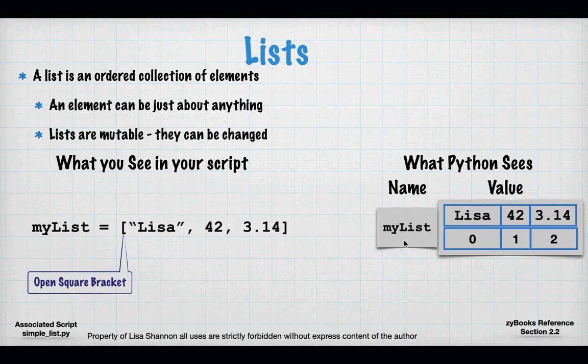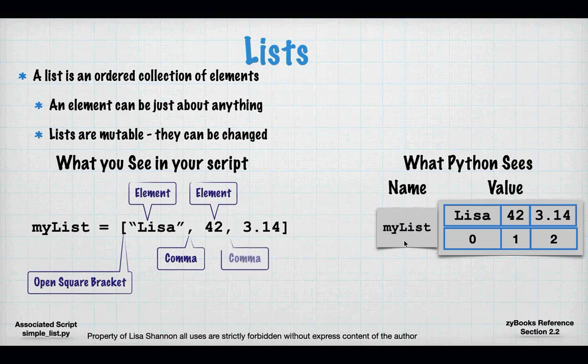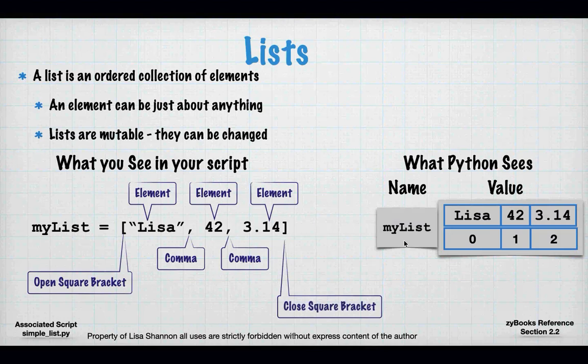And now we have our new syntax. A list always starts with an open square bracket. You have an element. All elements are separated by commas. There's another element. And notice the first element is a different type than the second element. The first element's a string, the second element's an integer, again separated by a comma. The third element is a float, and then we have a closed square bracket.